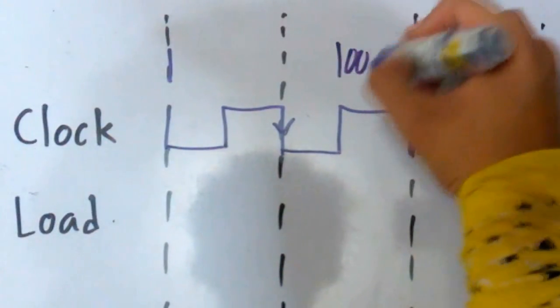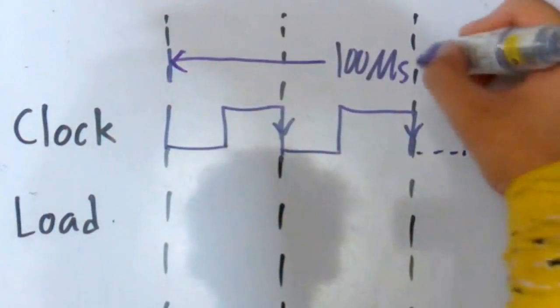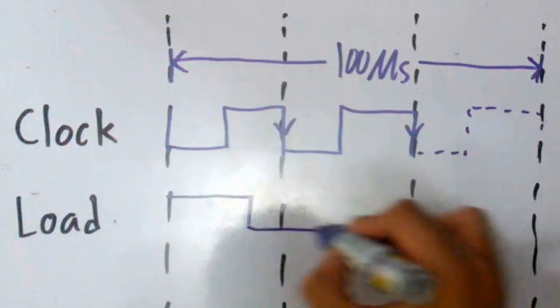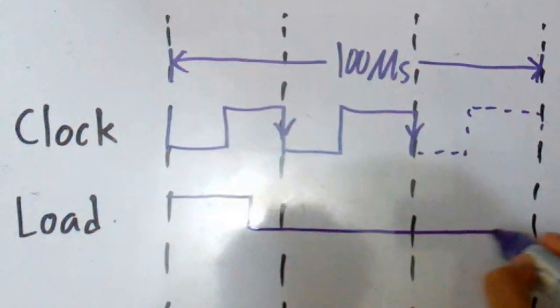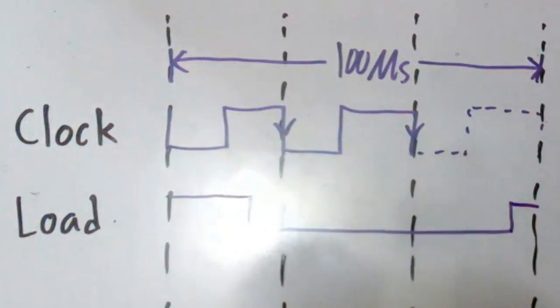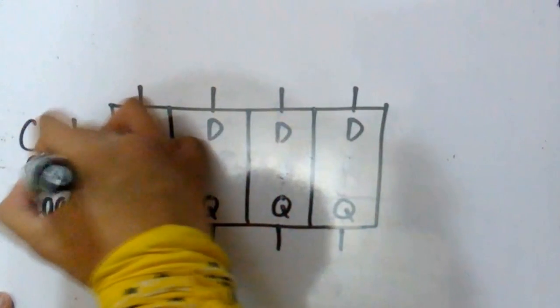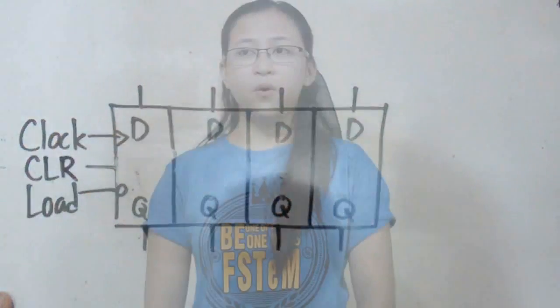Using this load, we can prolong the storage of our data by setting the load to low for a certain duration. For instance, if we want to store our data for 100 microseconds, we will just set the load to low for 100 microseconds. After those 100 microseconds, the load will be high again. At that time, the register will be reset. A clear is also connected to each flip-flop so that they will all be 0 once no data is inserted into the register.